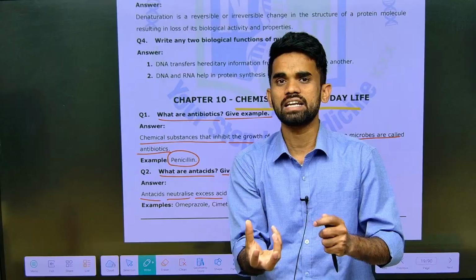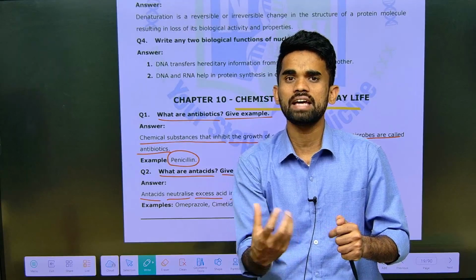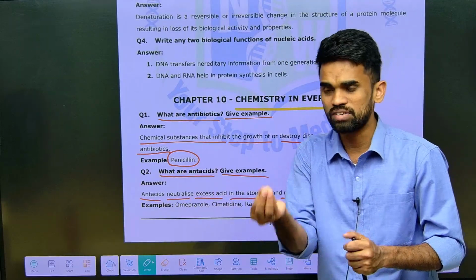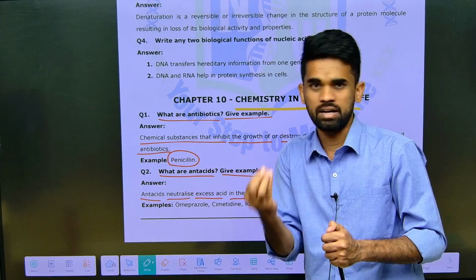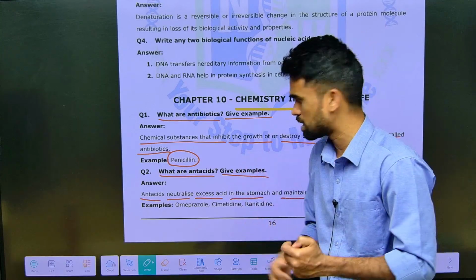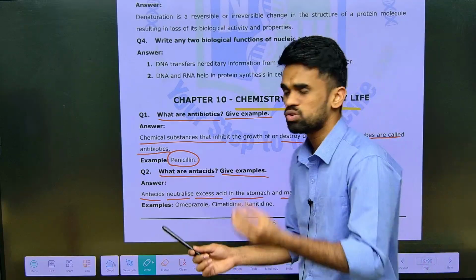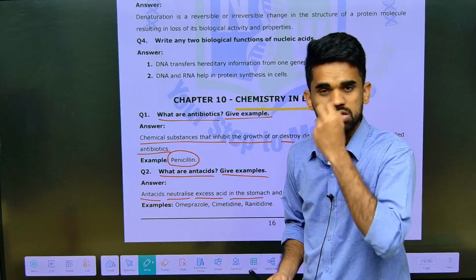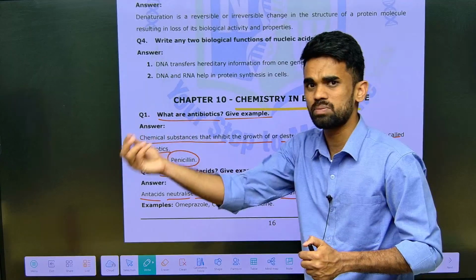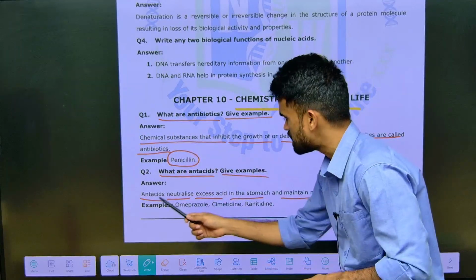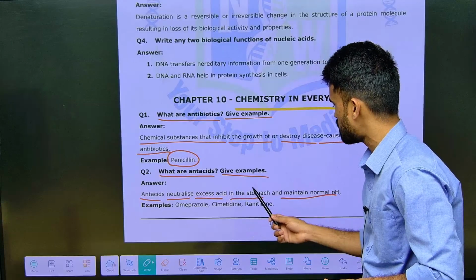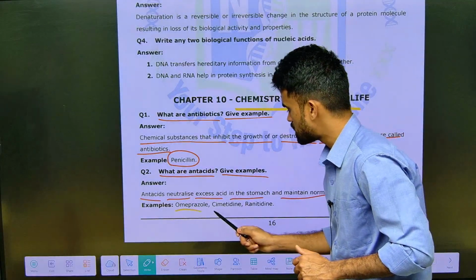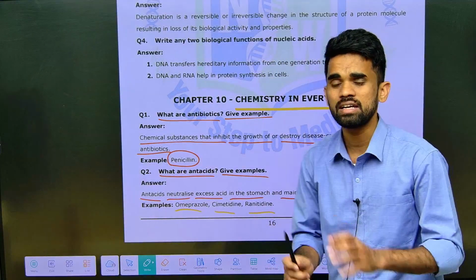The amount of acid released will create acidic nature in the stomach, which results in acidity for that person. The excess acid formed in the stomach must be neutralized. For that we use some medicines, antacid drugs or tablets, which are generally basic substances. Antacids neutralize excess acid in the stomach and maintain normal pH. Examples are omeprazole, cimetidine, ranitidine.